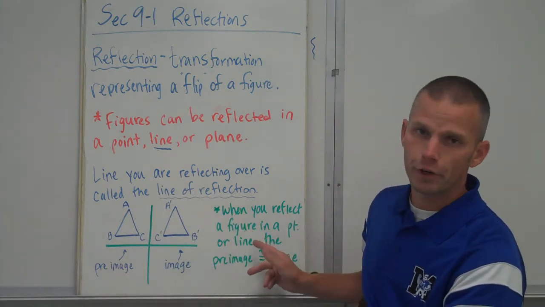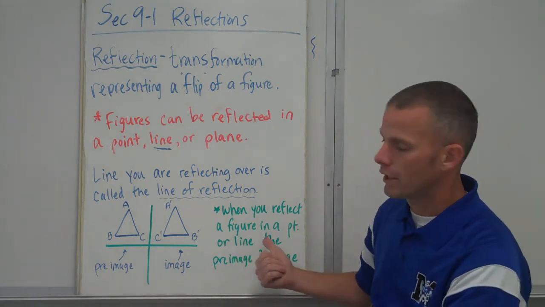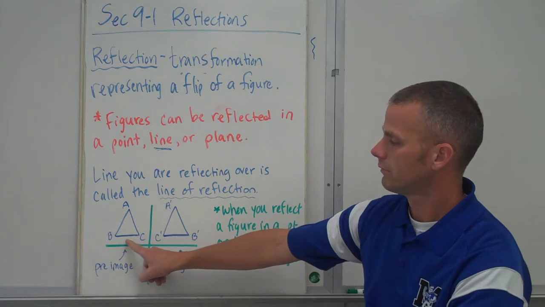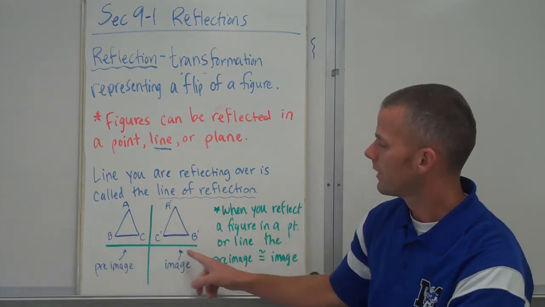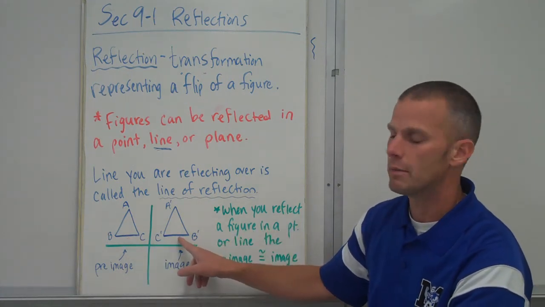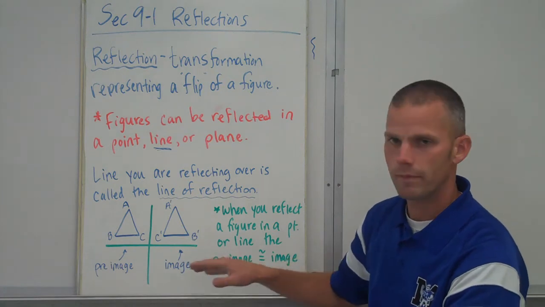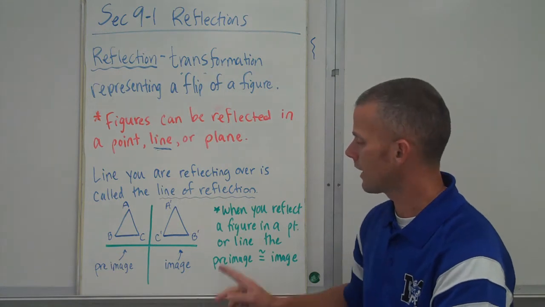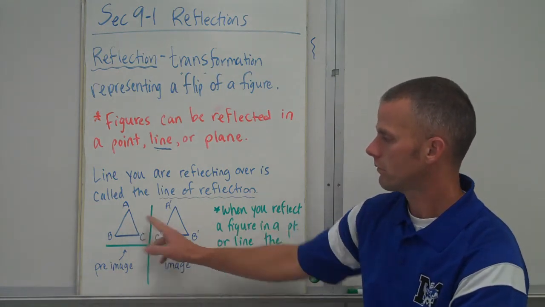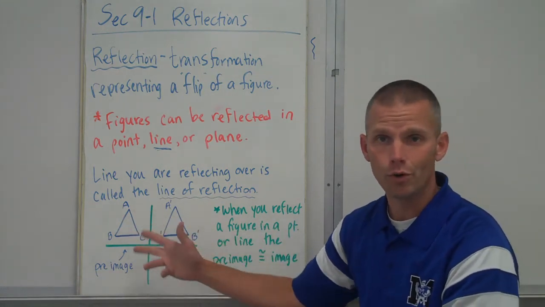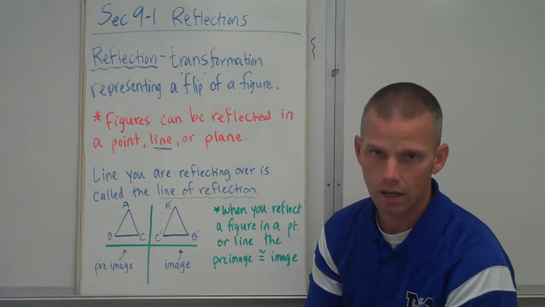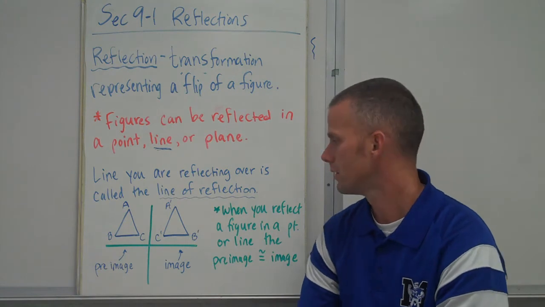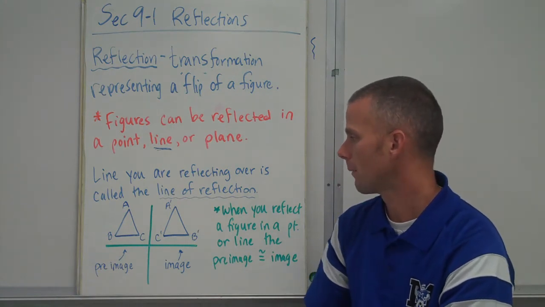When you reflect a figure in a point or in a line, the original figure, that pre-image, and the new figure, the image, will always be congruent. The size doesn't change, the shape doesn't change, it stays the same. So that allows us to say that, hey, these are the exact same thing, I know they're congruent. That's going to come in handy a little bit later when we get into chapter 4 and we start taking a look at congruence of triangles. So, something to keep in mind there.